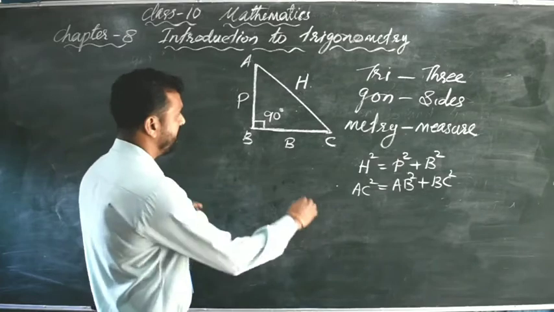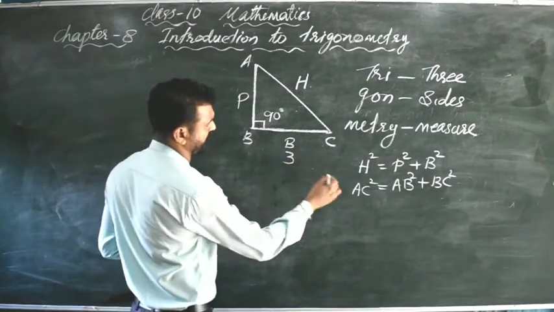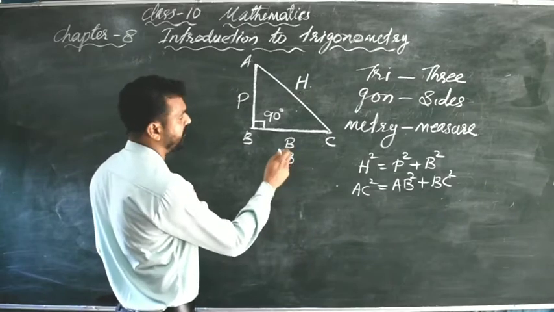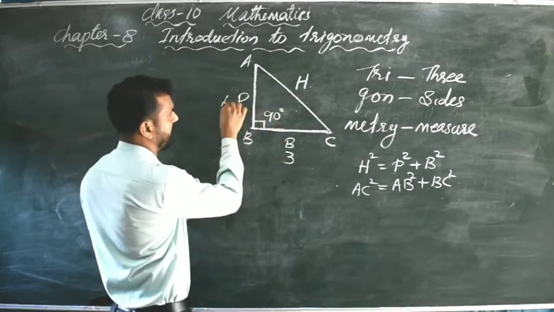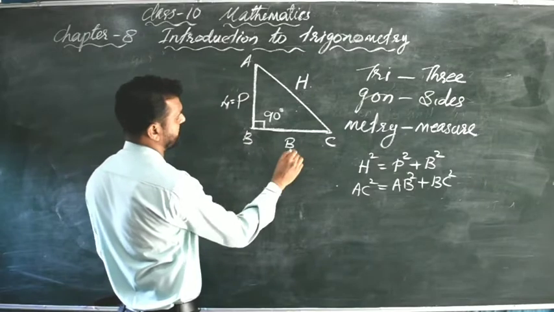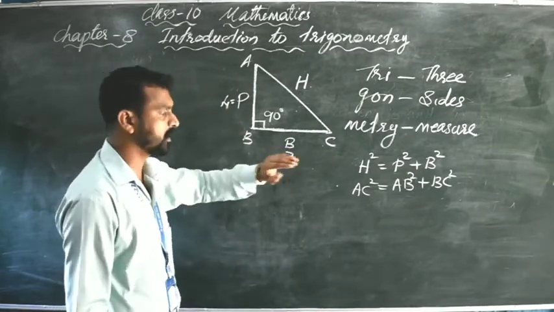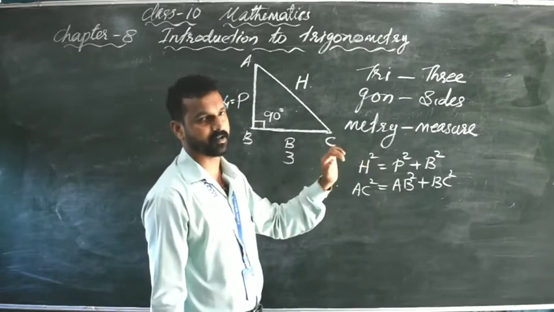So, if we know two sides of a right angled triangle, then according to the Pythagoras theorem, we can find out the third side. For that, we are using this Pythagoras theorem.